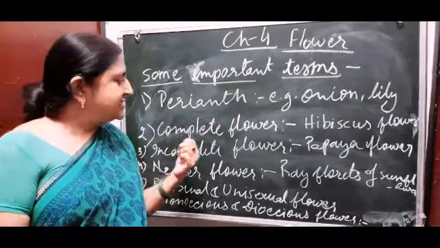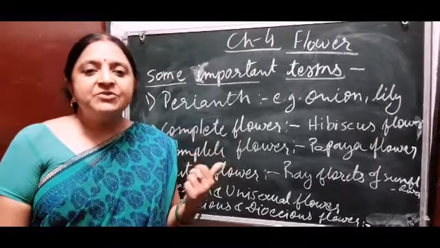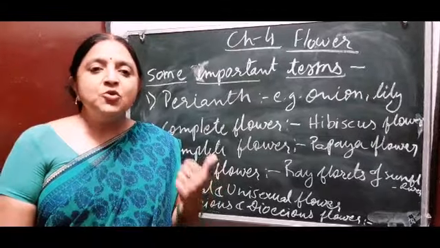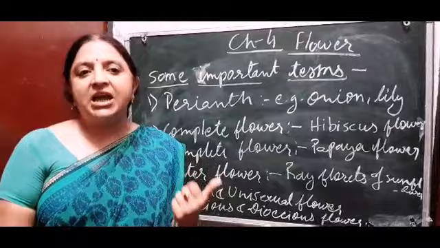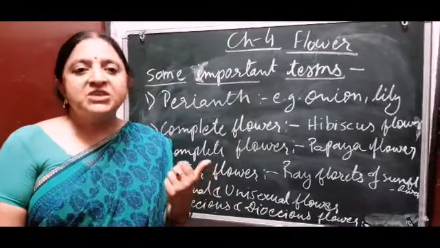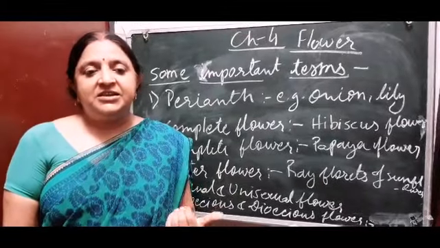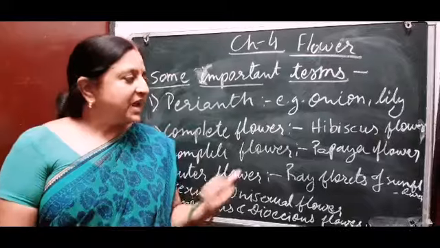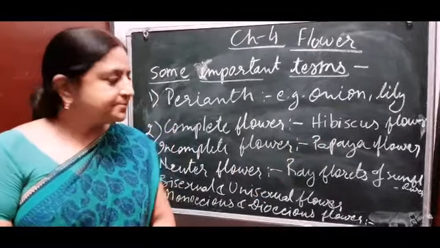Now the second is the complete flower. A complete flower is a flower in which no whorls are absent. In a flower, there are 4 whorls: calyx, corolla, androecium and gynoecium. When none of these 4 whorls is absent in a flower, that type of flower is called a complete flower. The example of a complete flower is the hibiscus flower.